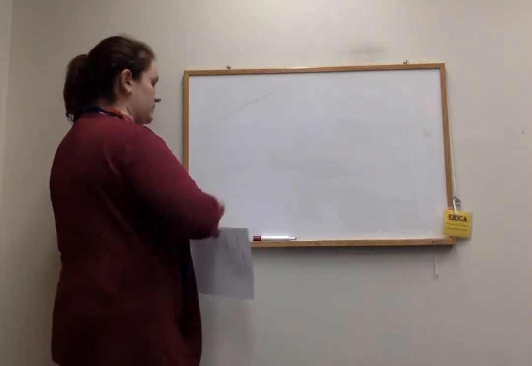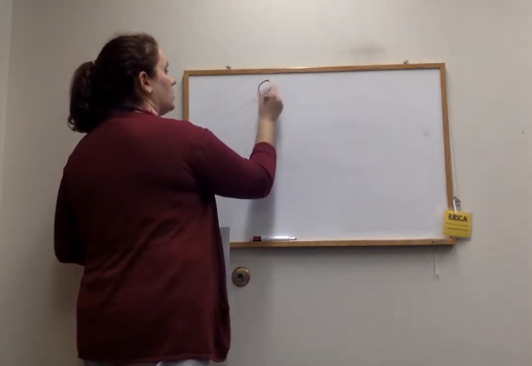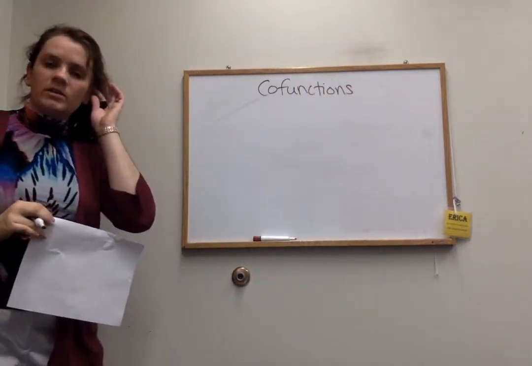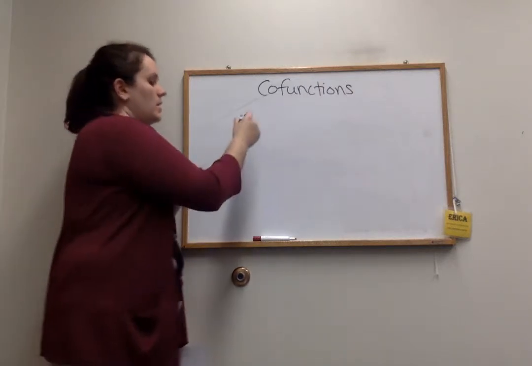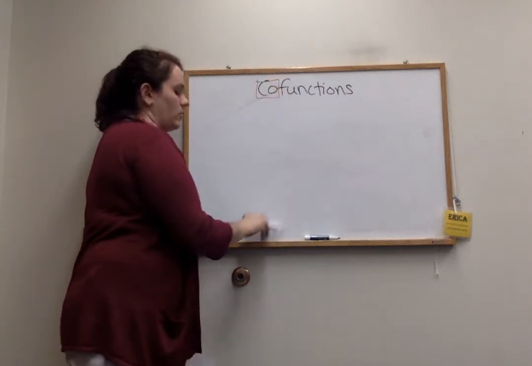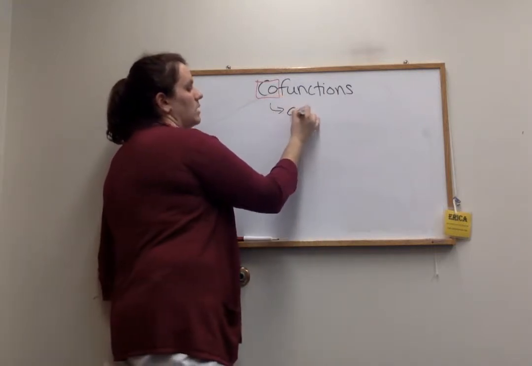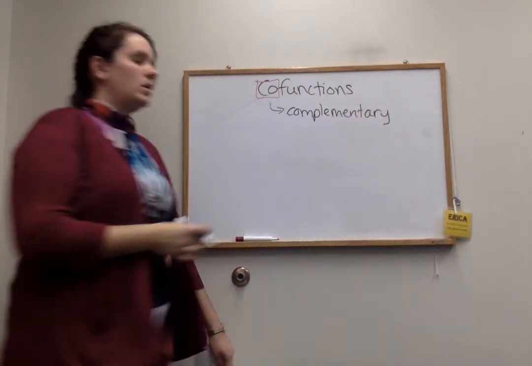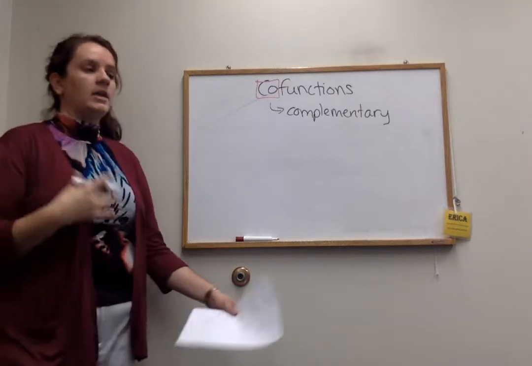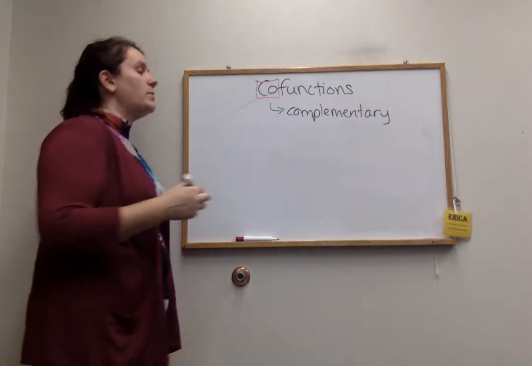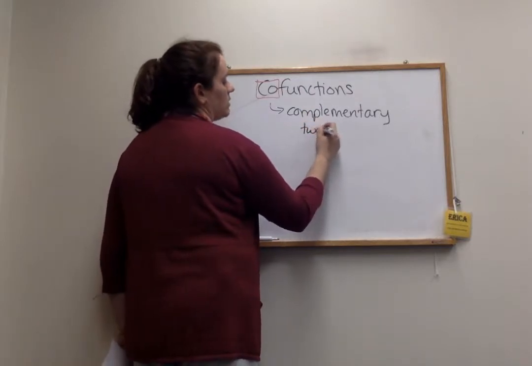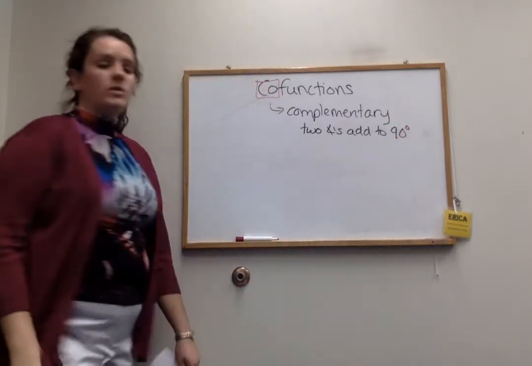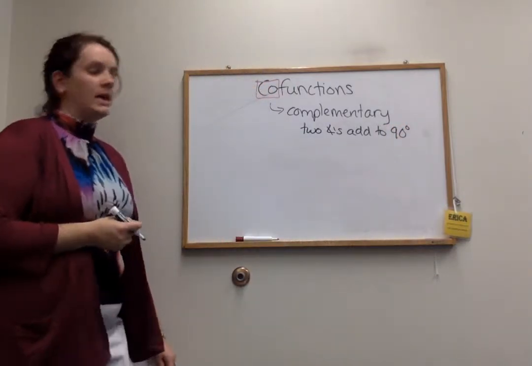And cofunctions. Every trig ratio has a cofunction that goes with it. And the "co" piece of cofunction actually refers to the word complementary, which in trig, or when we're talking about geometry and triangles, complementary means two angles that add to 90 degrees. So if you have complementary angles, they add to 90 degrees.